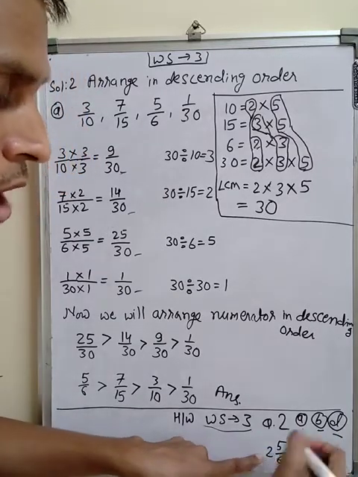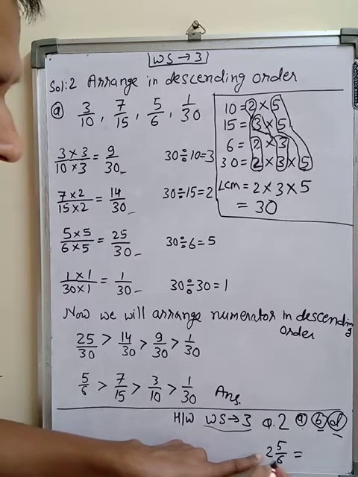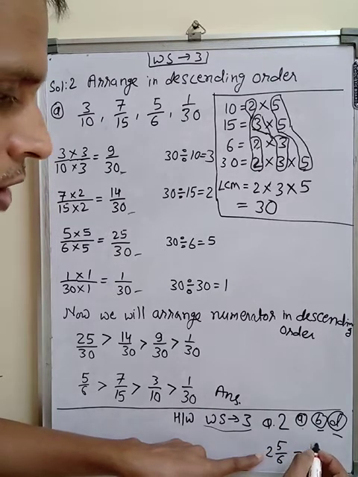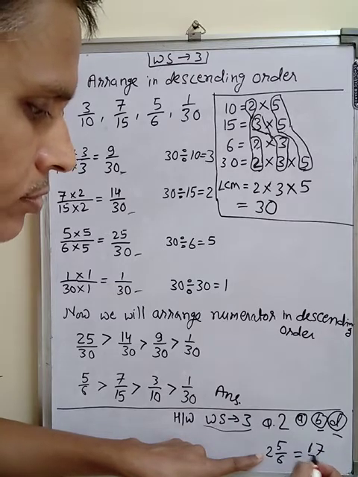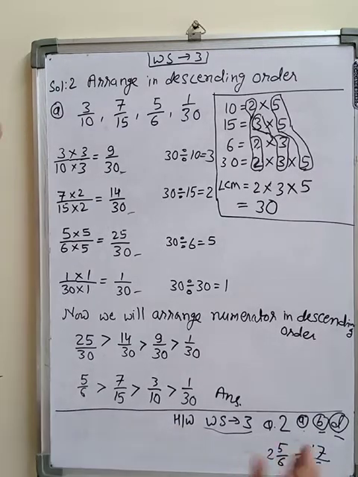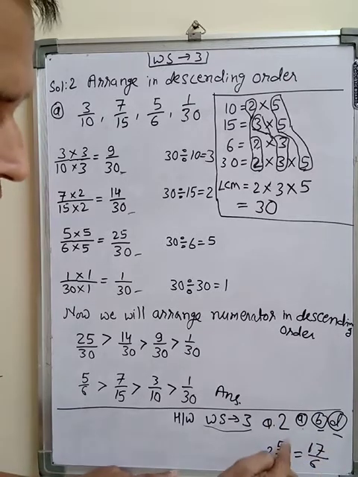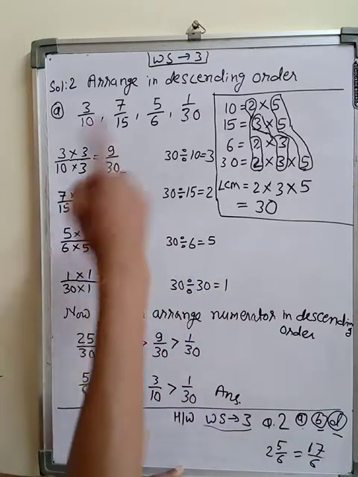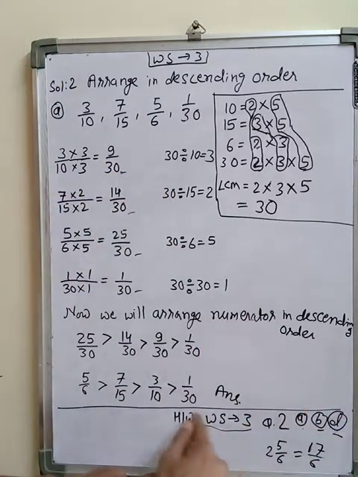So you should know how to convert it into an improper fraction. 6 times 2 is 12, 12 plus 5 is 17, so 17 upon 6. Once again, 6 times 2 is 12, 12 plus 5, 13, 14, 15, 16, 17. So 17 upon 6. Whenever you see a mixed number, you will convert it into an improper fraction, and then you will use that for comparing. Okay, solve this question.